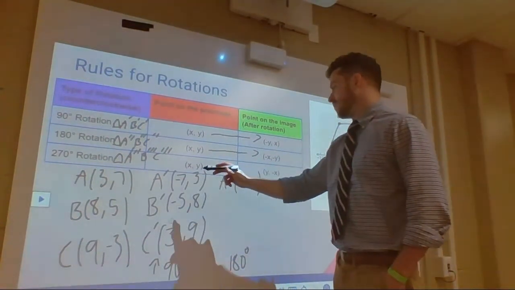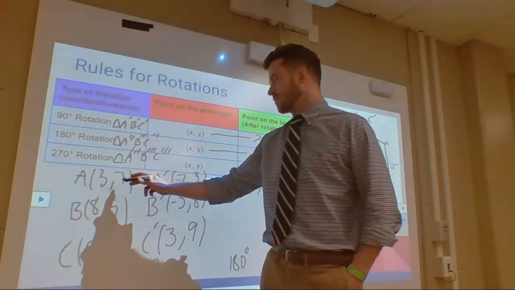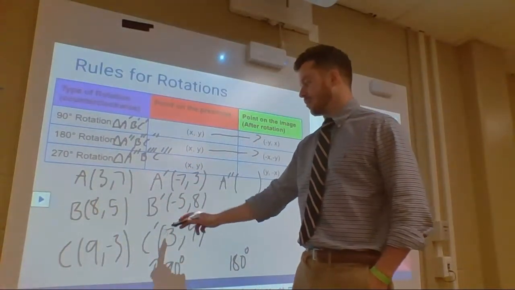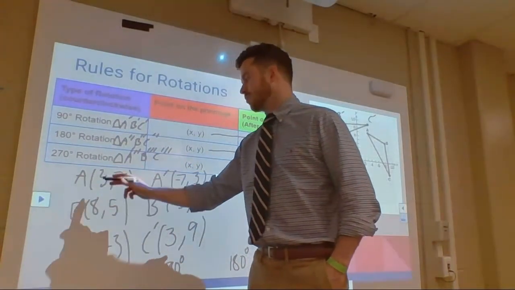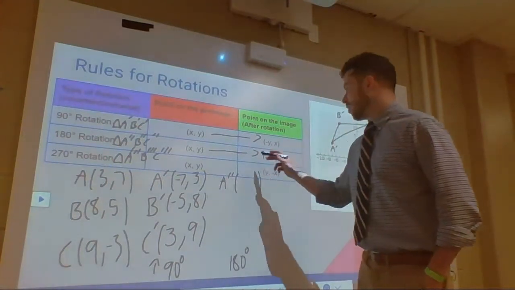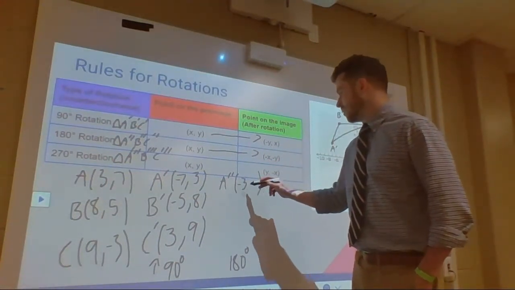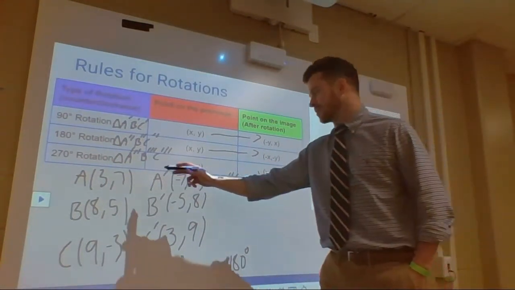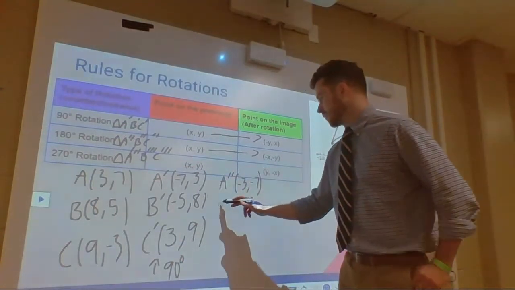So, I'm going to look back at the original points. I'm not worrying about A prime, B prime, C prime. I'm looking at the original points, the pre-image. So they're all going to become opposite. So negative 3, negative 7. So 3, 7 became opposite, negative 3, negative 7.